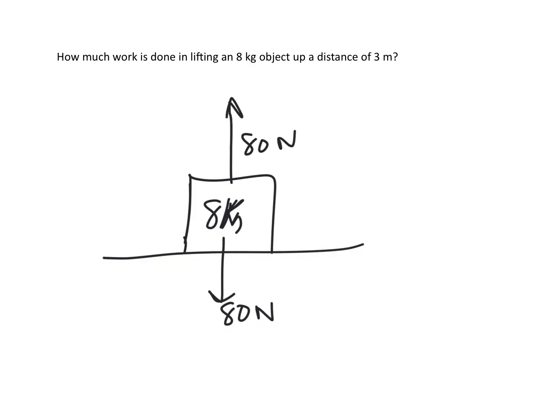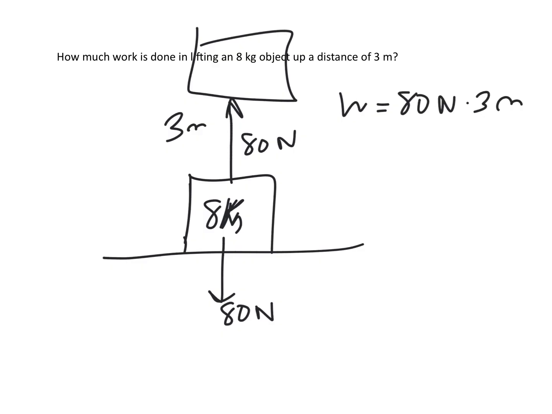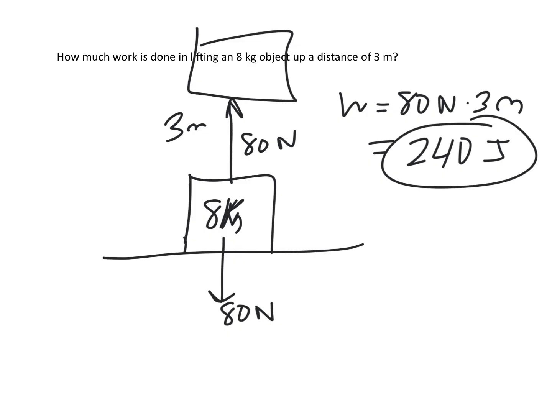Generally assume you're picking it up at the minimum force unless told otherwise. So I'm lifting with 80 newtons. The box moves up 3 meters. So my work done is simply 80 newtons times 3 meters, or 240 joules when I lift it up. Notice the mass mattered here because the mass affected how much force was needed to pick it up.